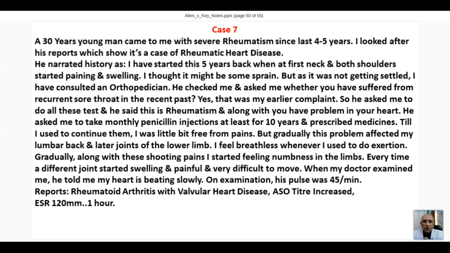This was just one year back. This fellow came. It was a difficult case for me. A 30-year-young man came to me with severe rheumatism since the last 4-5 years. I looked at his reports, which show that it's a case of rheumatic heart disease.